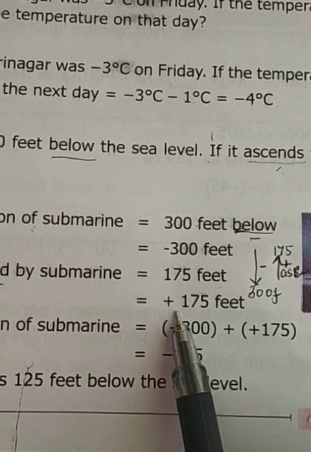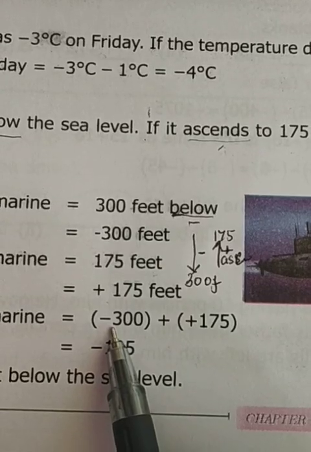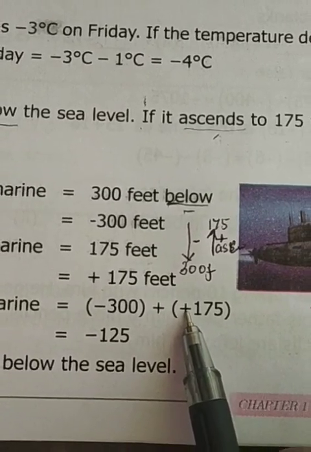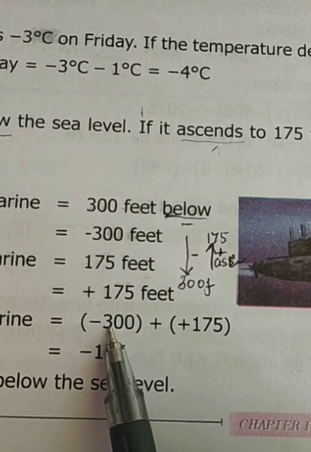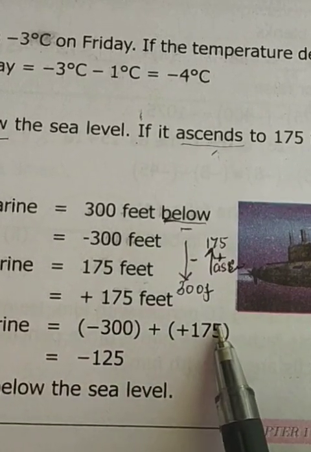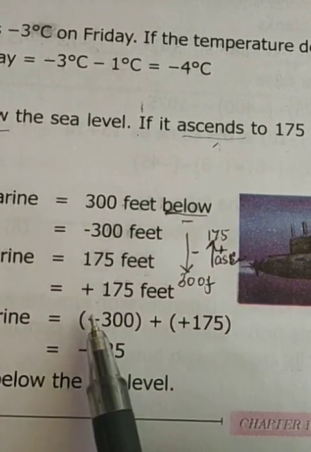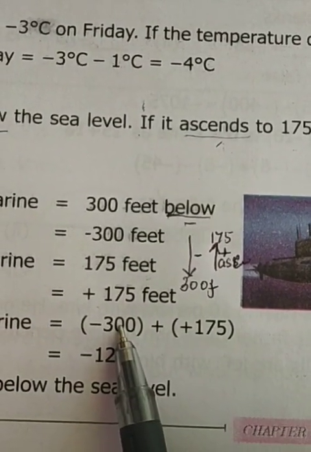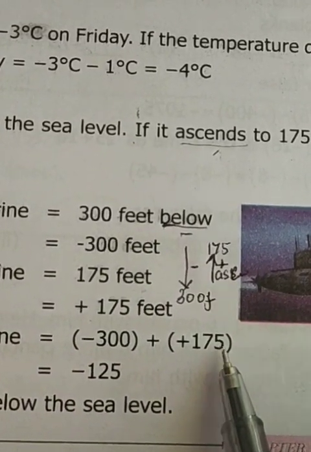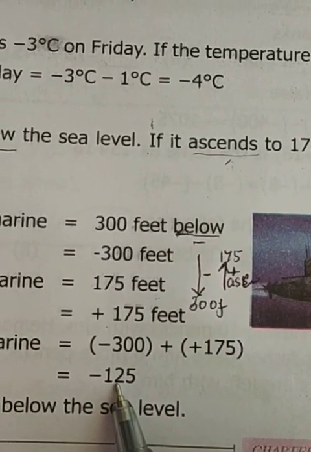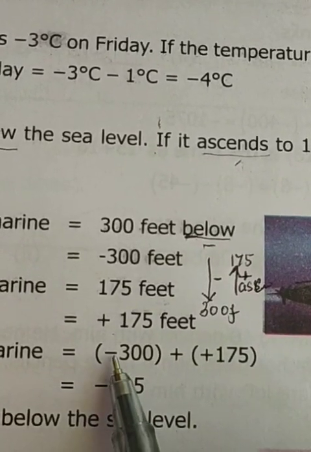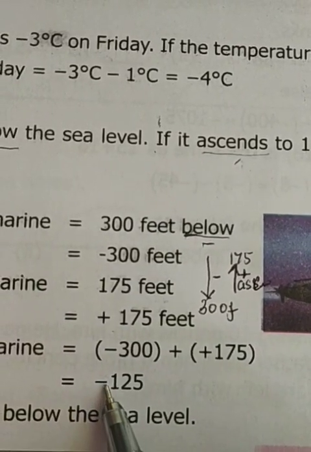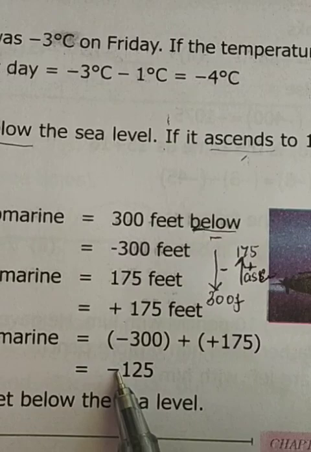So now the position of the submarine is -300 plus 175. Okay, -300 and plus 175. We have two different integers, so we have to subtract the smaller number from the bigger number. So 300 minus 175 is 125. And put the sign of the greater number. What is the sign of the greater number here? Minus is the sign of the greater number. So the answer will be minus 125.